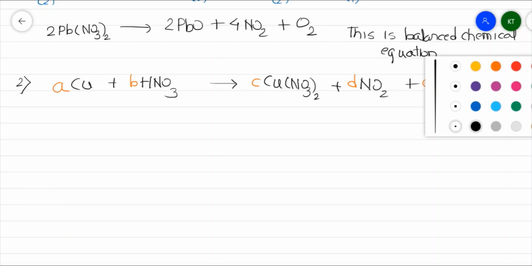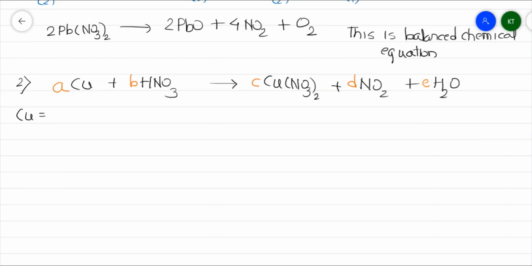So first of all, for copper, A is equal to C. Then for hydrogen, B is equal to 2E, because here there is hydrogen. Then I'll write for nitrogen. Let me take another element, that's nitrogen. So nitrogen is here, B, and the arrow I replace with an equal to sign.